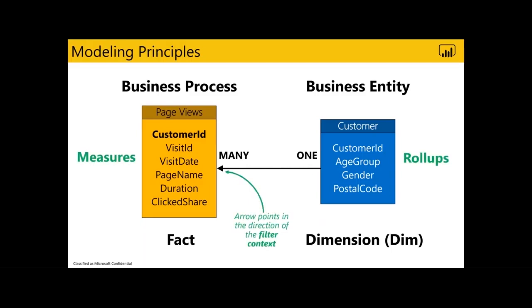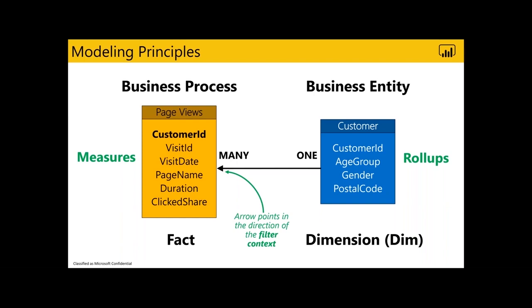Finally, the dimension is where you want to roll up data. This is where your slicing comes from. You want to see page views by something: page views by customer, page views by gender, page views by zip code, right? Those are your roll-ups on the dimension side. And then all the numbers, anything you want to add up or average, those all start in the fact table.